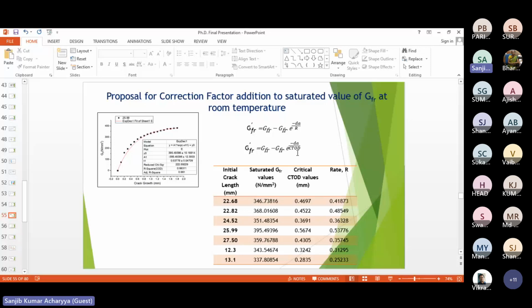So now this was evident at room temperature. But when there is a difference in ductile stretch as temperature is lowered, whether this is applicable to low temperature also or not, this was our second investigation.